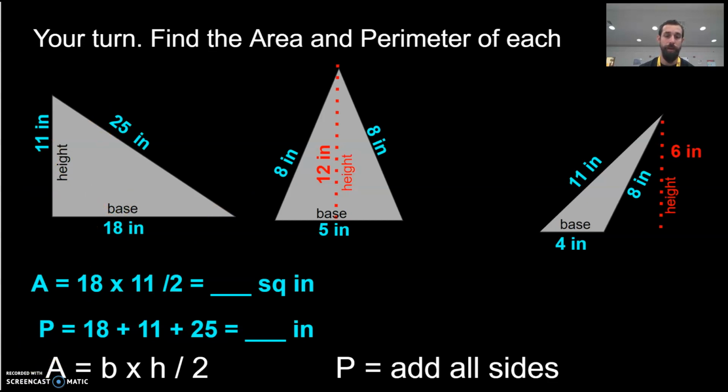Try to find the 2 answers for the first triangle. If you got the area is 99 square inches, good job, you got it right. And if your perimeter was 54 inches, again, you got it right, good job.